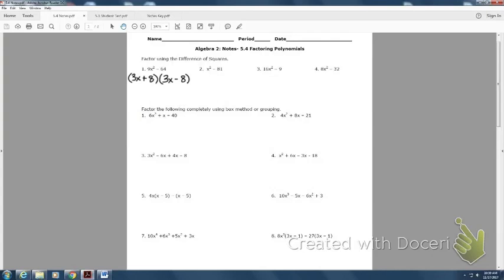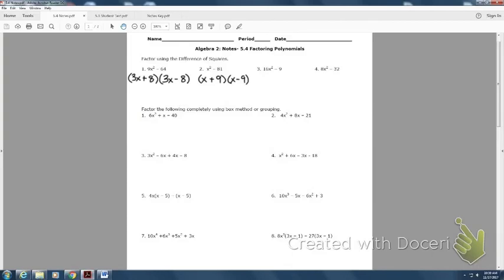Like I said, the box method is probably going to be the most complicated, the most drawn out process on this whole homework. Or this whole notes saying homework, I guess. So, number 2, what's the square root of x squared? X. What's the square root of 81? 9. And I have an x plus 9. I have an x minus 9. The order in which you put the plus and minus does not matter. If I had x minus 9 times x plus 9, it would be the same.